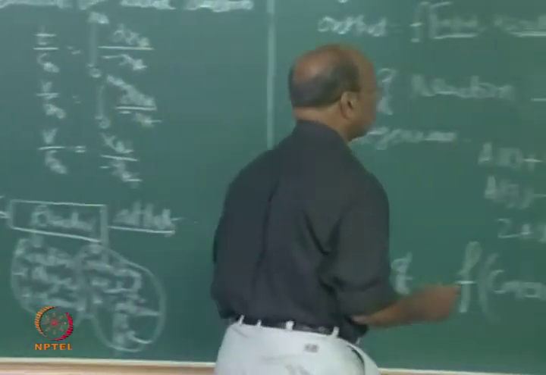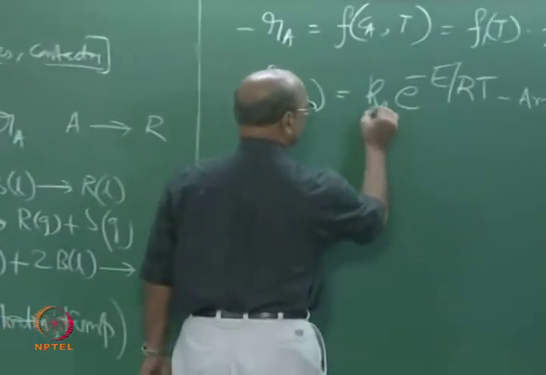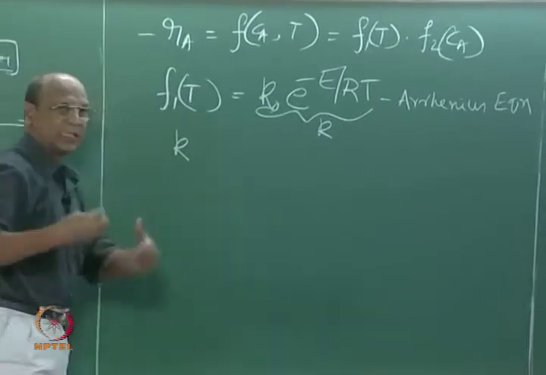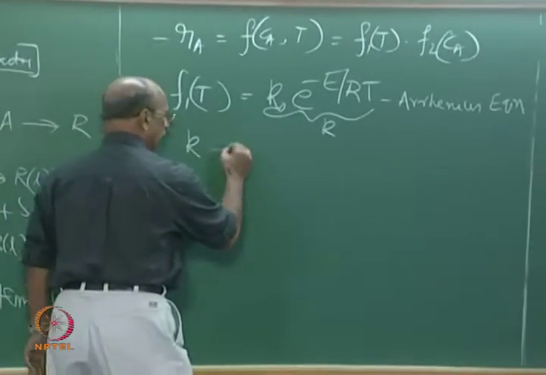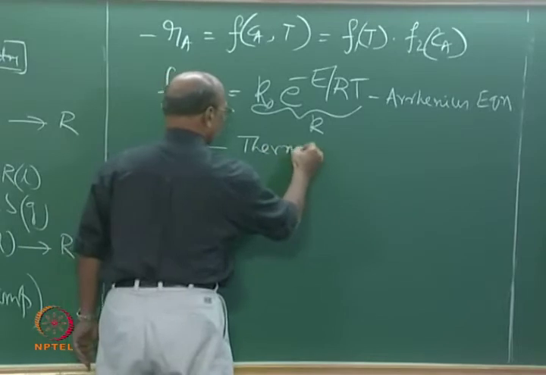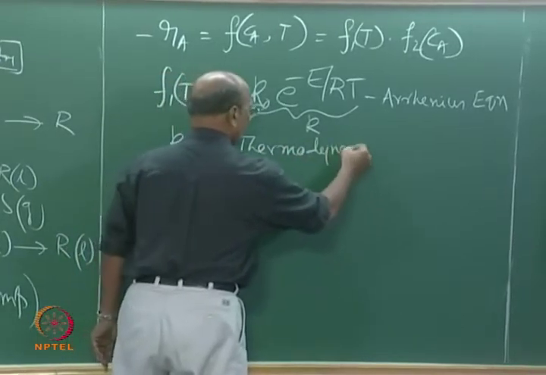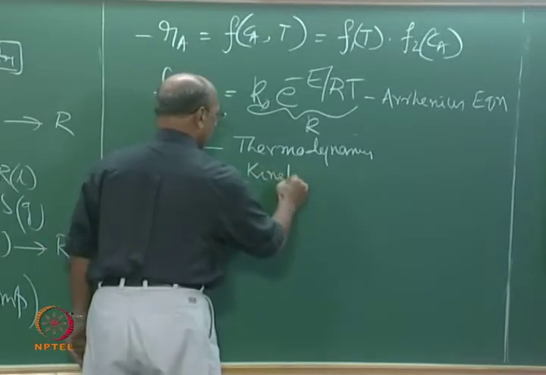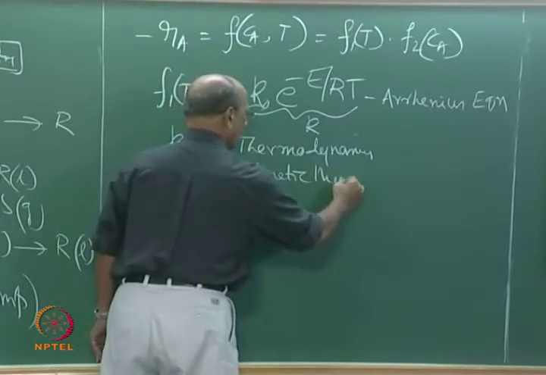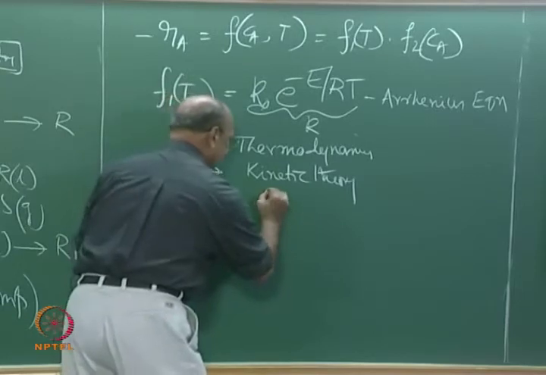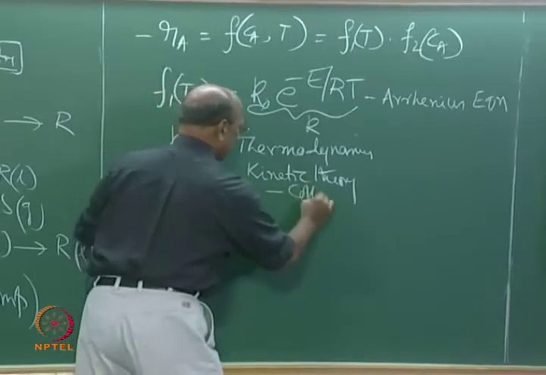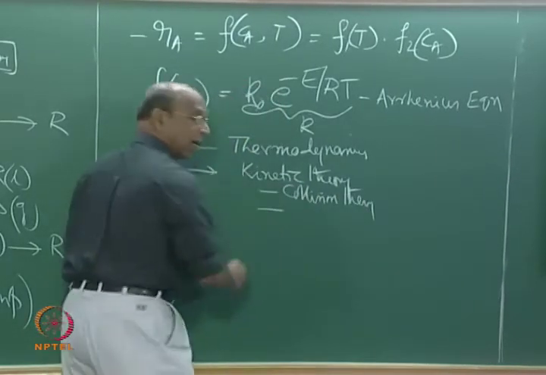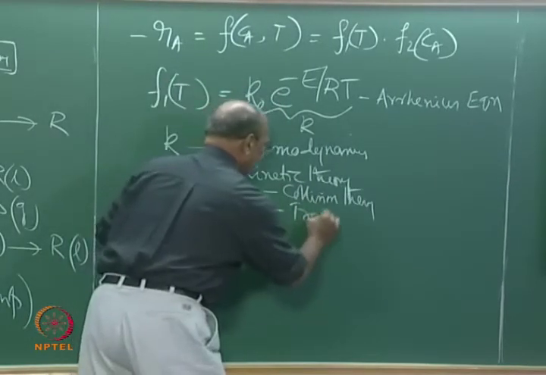Okay? So, if I say this one is the rate constant k, the functionality of k can be obtained from thermodynamics and also from the kinetic theory of gases. In this kinetic theory, again we have collision theory and another one, transition state theory.